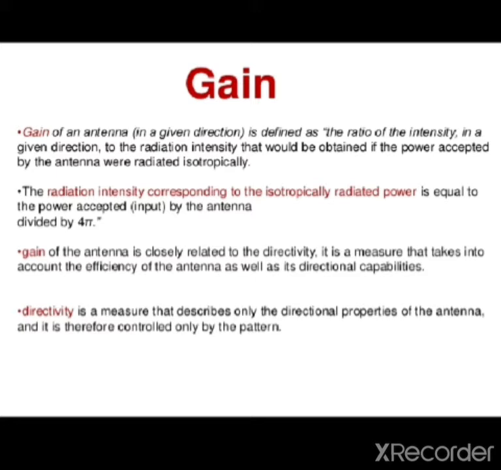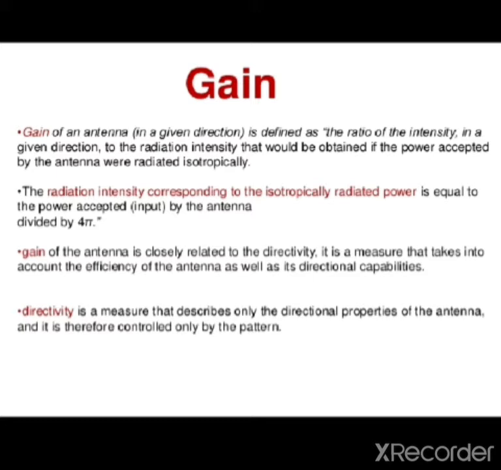The gain of the antenna system is defined as the ratio of the intensity in a given direction to the isotropic antenna intensity. That is called the gain of the antenna system generally. The radiation intensity corresponding to the isotropically radiated power is equivalent to the power accepted at the input terminals of the antenna, divided by 4 pi. So this is about the isotropic radiator, P_r by 4 pi. P_r is equivalent to the radiation intensity times 4 pi. That is the radiated power.